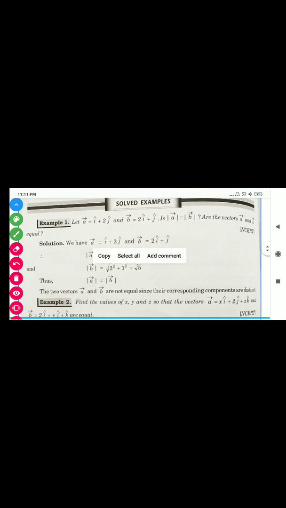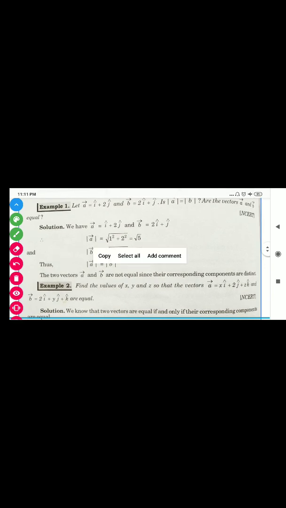So let's start. We have vector a equals i plus 2j and vector b equals 2i plus j. Here the magnitude of vector a is the square root of the sum of the squares of the components, so we get root 5. In the same way, the magnitude of vector b, by adding the squares and taking the root, is root 5. So the magnitudes of both vectors are the same. The two vectors a and b are not equal since their corresponding components are distinct.